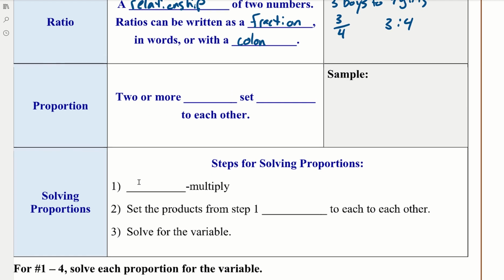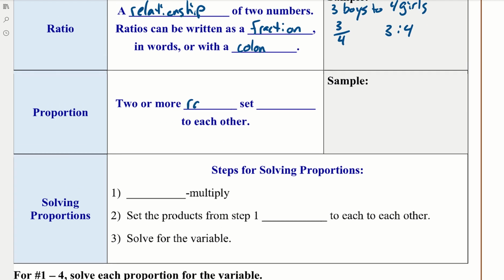A proportion is when we take 2 or more ratios and set them equal to one another, okay? So, for example, I could say like the 3 boys to 4 girls, this would be the same thing as how many boys to 12 girls, or something like that. Or I could say anything along that line, okay? So what this creates here is something that has to be solved.